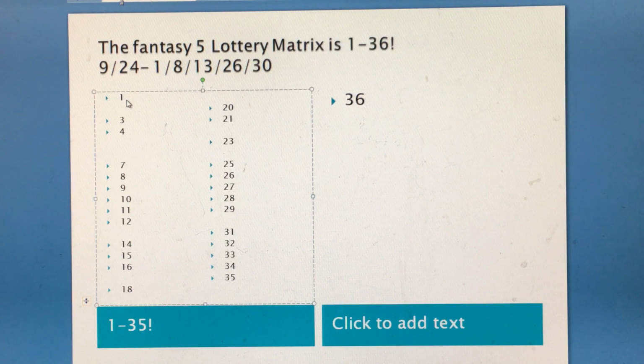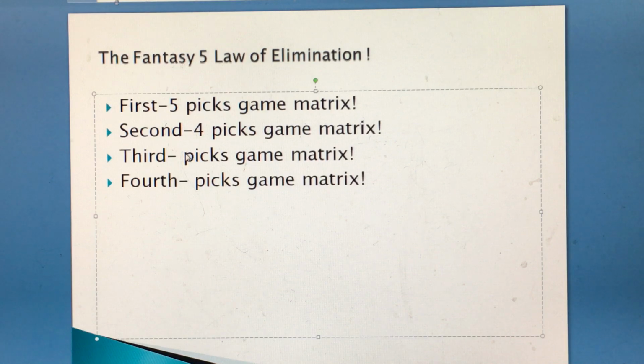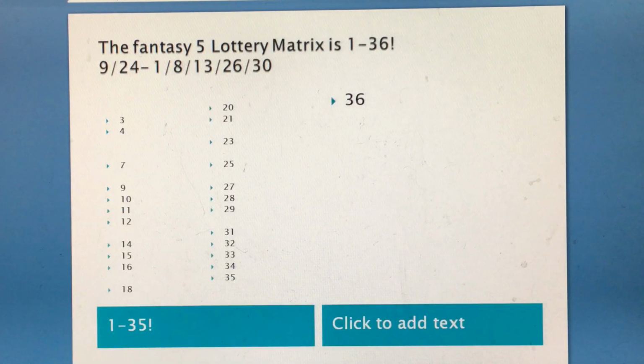You'll be eliminating ball 1, ball 8, ball 13 is being eliminated already, ball 26. So there's only 3 picks from the law of elimination from the third round. Now let's go into the fourth round to see how many balls are being eliminated. Let's see how many balls are left over.